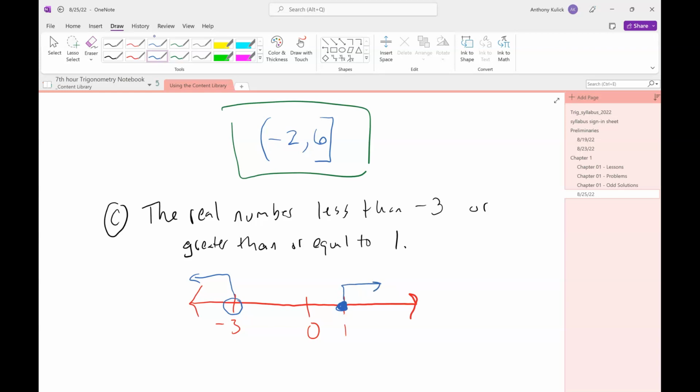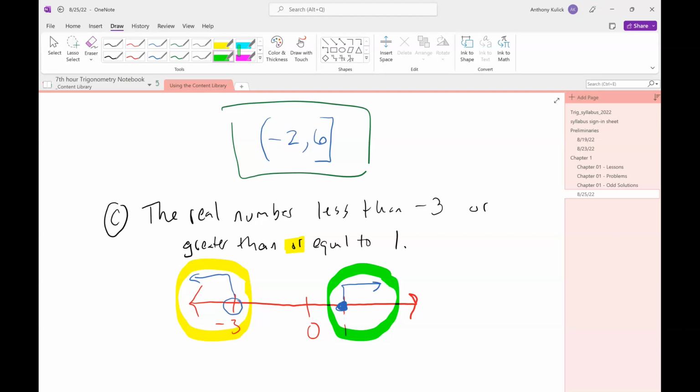Everybody's okay with this? Now the key word here, since my arrows are going opposite directions like this, what's the key word here? Or. So that tells me I'm going to write an interval for this piece, and then I'm going to write an interval for this piece, because numbers from either place would belong in this set, right?